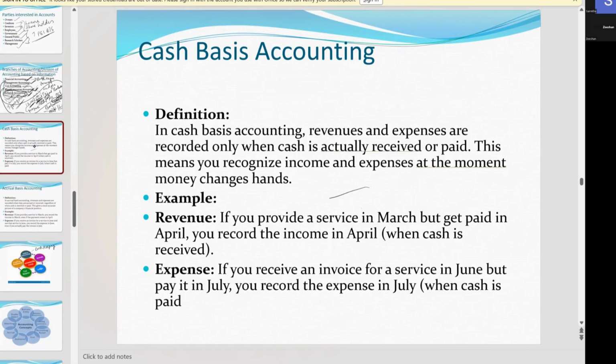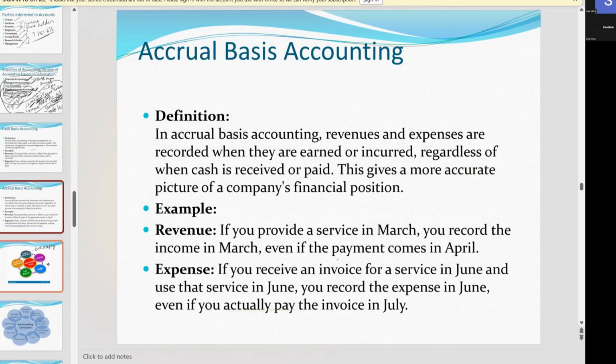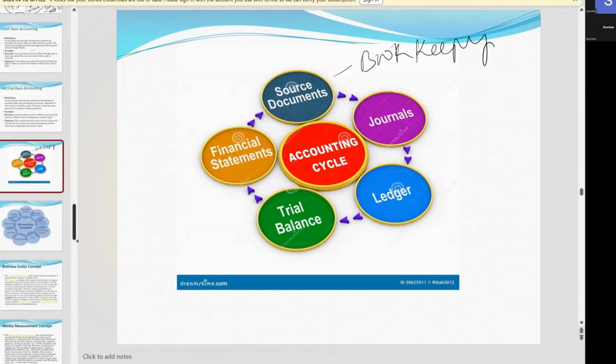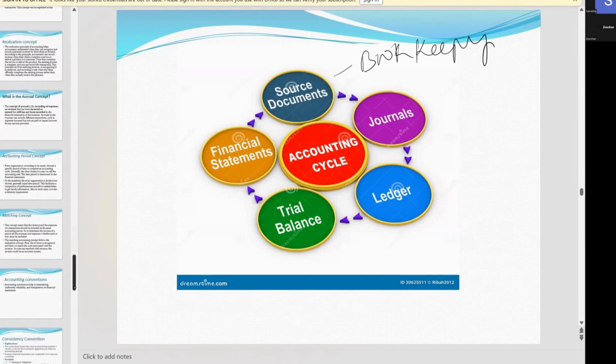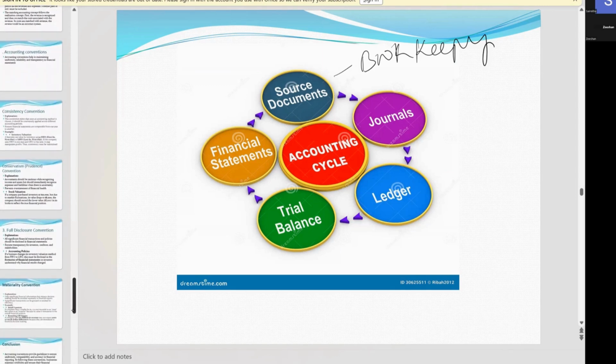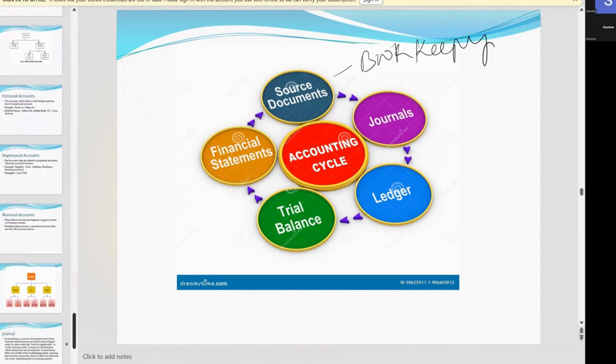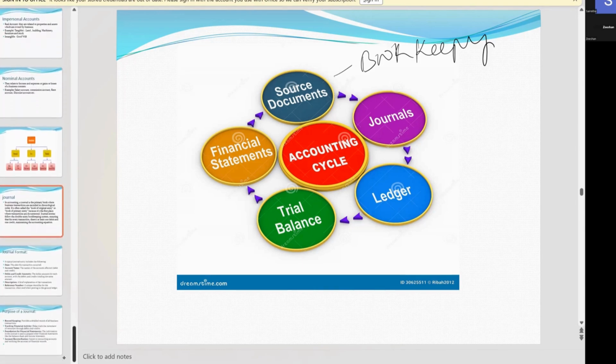Next, you have cash basis accounting, and next is accrual based accounting. Next, what we saw is known as the accounting cycle. Concepts. These are all the second unit. Now this is about the first unit, Zisha.